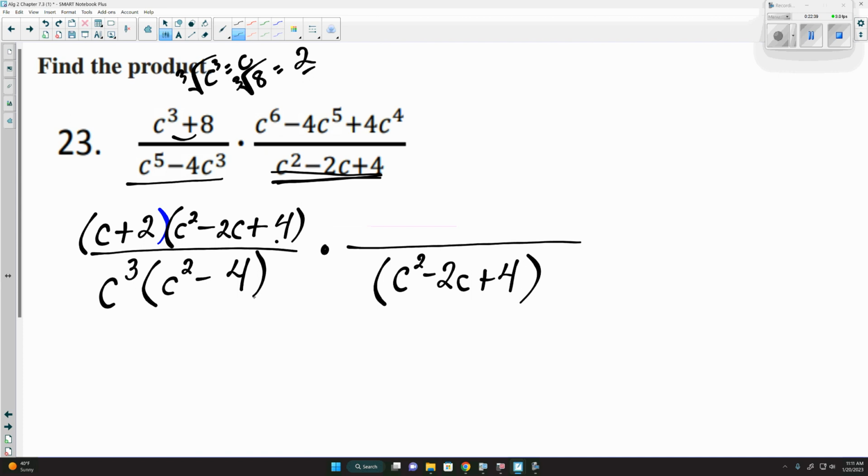C to the sixth minus 4c to the fifth plus 4c to the fourth. It does have a greatest common factor of c to the fourth. There's 4 of them in all 3. Let's pull it out before we do anything else. If I pull out c to the fourth from c to the sixth, we're left with c squared minus 4c plus 4. We're taking 4 of the c's away from each one, which gives us this here. Questions on this so far?